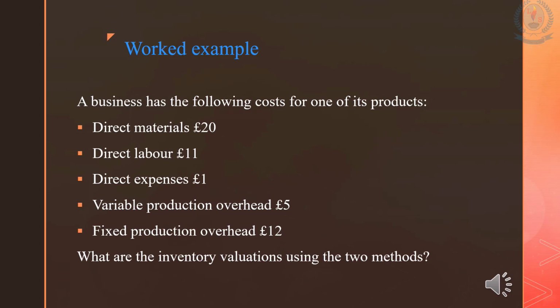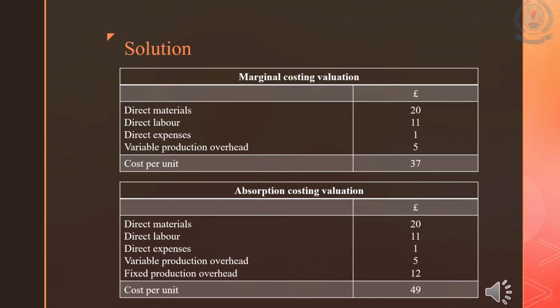A business has the following costs for one of its products. Direct materials 20 pounds, direct labor 11 pounds, direct expenses 1 pound, variable production overheads 5 pounds, fixed production overhead 12 pounds. What are the inventory valuations using the two methods? The cost per unit using marginal costing is found by adding all the variable costs, which is 37 pounds. Absorption costing includes the fixed overhead share on the production. This will add up to 49 pounds, which is higher than the cost per unit of marginal costing.